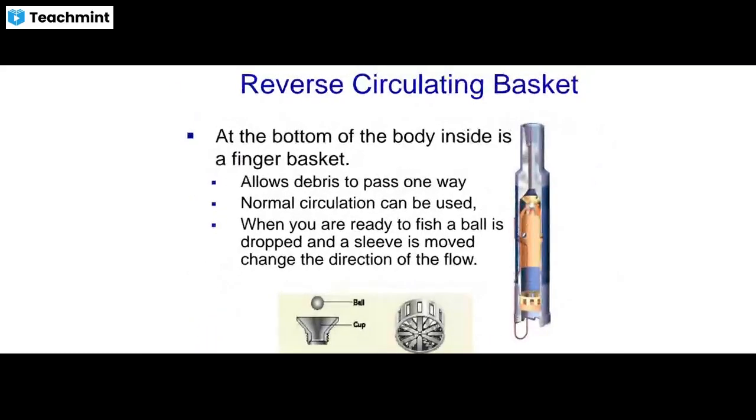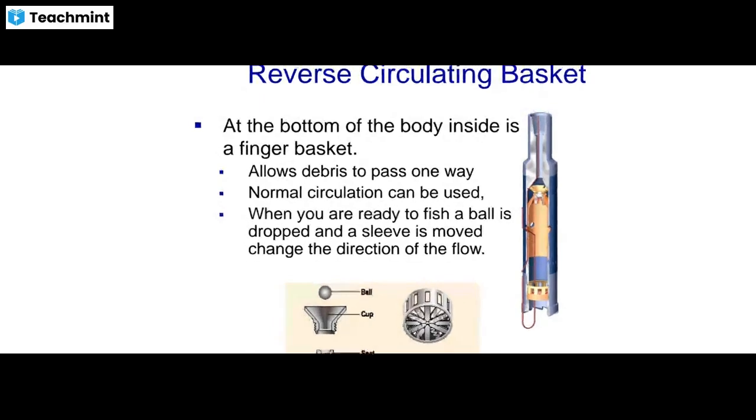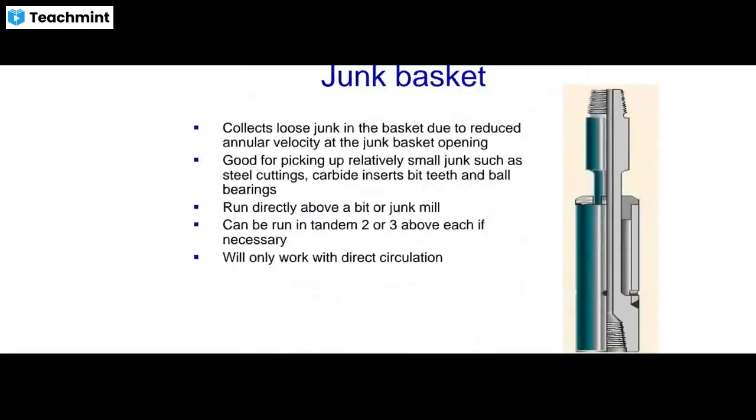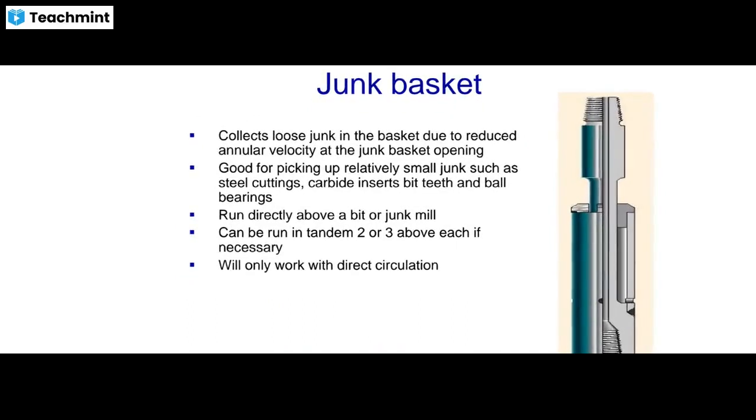Then reverse circulating basket. You can see at the bottom of the body inside is a finger basket. It allows debris to pass one way very clearly, and normal circulation can be used. Then junk basket, which collects loose junk in the basket. It can run directly above a bit or junk mill. So it's a junk basket.